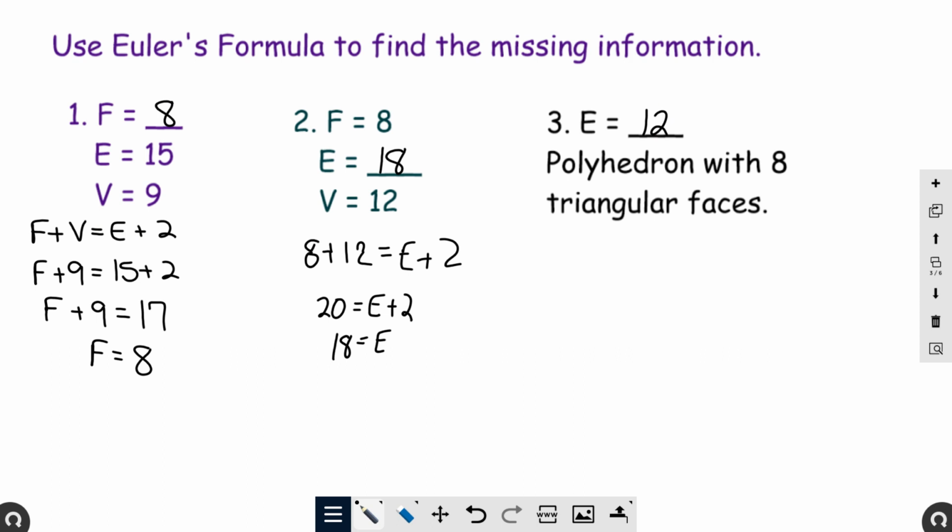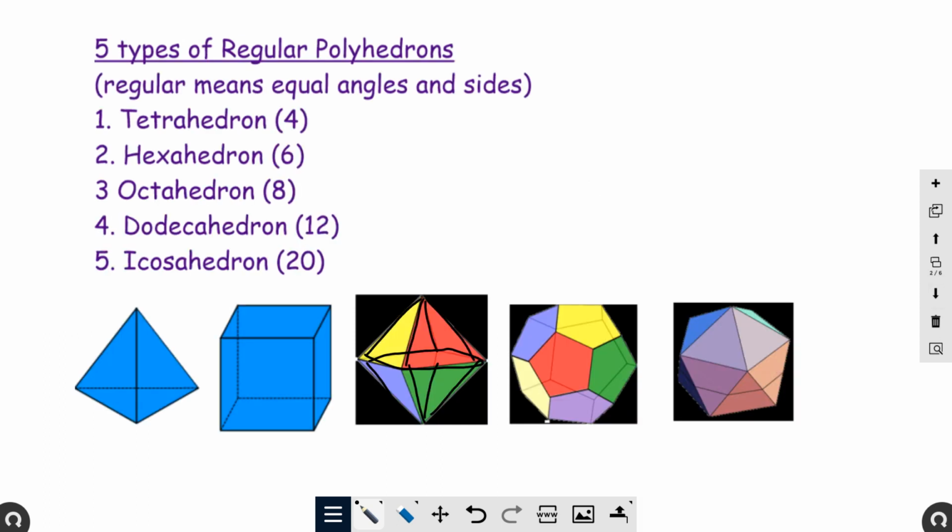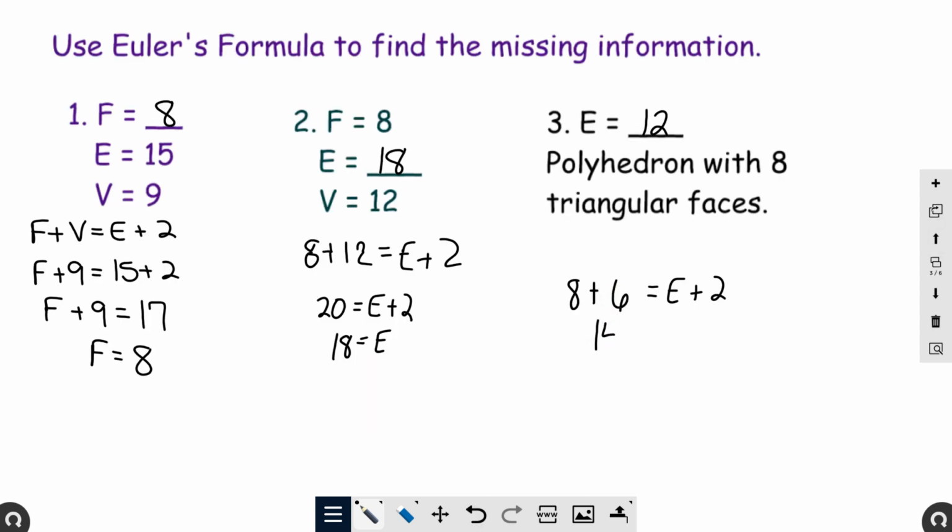If you wanted to set up an equation for it, you could still do your faces plus vertices equals edges plus 2. We know that there are 8 faces because it tells us that. Then we just need to find out how many vertices there would be, how many times they connect. So if we go back to the picture, there's 1 here at the top, 1 here at the bottom, and then there would be 4 in the middle where you put those together. So there are 6. So 14 equals E plus 2. So E must be 12.